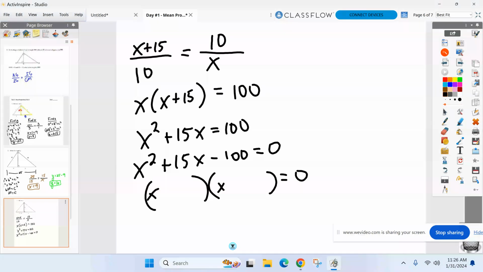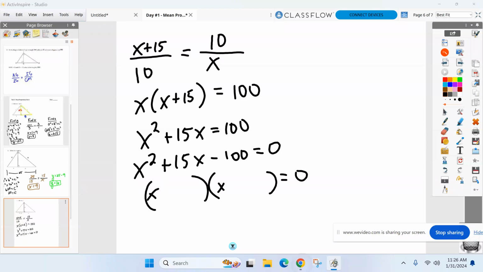Two numbers that multiply to 100, but 15 apart. And whether you guess and check on your calculator or your Algebra 1 teacher last year gave you some crazy trick, whatever gets the job done. Or if you're too unsure, use the quadratic formula, right? That's always an option too. If you're not a big factoring fan, you can always use the quadratic formula. We come up with the numbers.